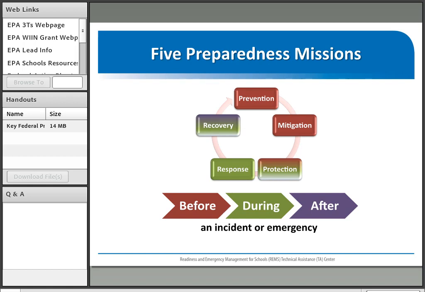Mitigation means the capabilities necessary to eliminate or reduce the loss of life and property damage by lessening the impact of an event or emergency that we haven't been able to prevent. So we might be thinking, what assessment measures are already in place to ensure that students, staff, and visitors are aware of restricted and contaminated water outlets? Victoria was just talking about signage, for example.